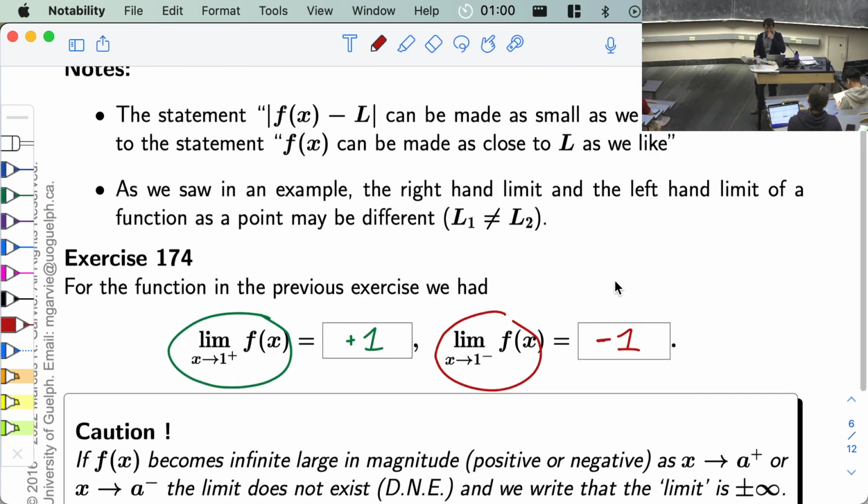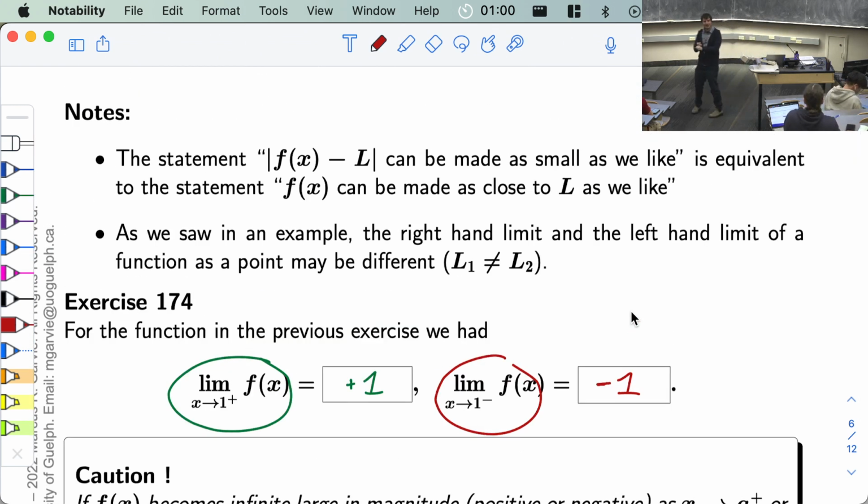Any questions or comments about that? So we had the idea of getting really close to a value from either side. We had these symbols that mean the same thing, and it's building on our definition of a limit from the limit of sequences. What does the limit of the sequence of y values do? Questions, comments, anyone?